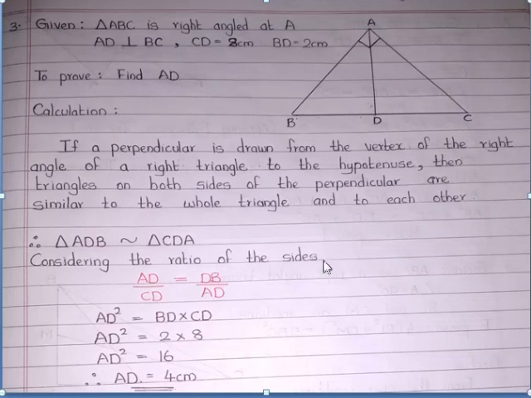Considering the ratios of the sides, you have AD by CD is equal to DB by AD. Cross multiplying, you will get AD square is equal to BD into CD. BD and CD is given in your question. That is, AD square is equal to 2 into 8, that is 16. AD is equal to 4 centimeter.